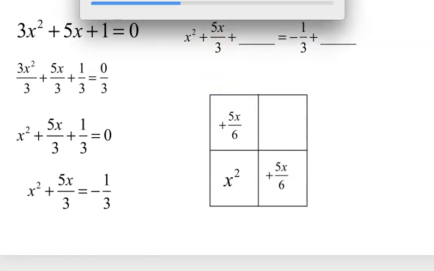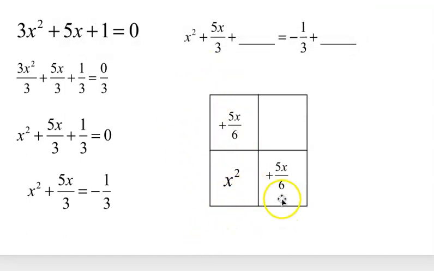Now, take a minute and figure out what's going to go on the outside of this. We've got x squared plus 5x over 6 plus 5x over 6. What are the numbers that are going to go on the outside? Take a few seconds to think about that. Remember, the width times the height equals the area equals the number that's in the box.